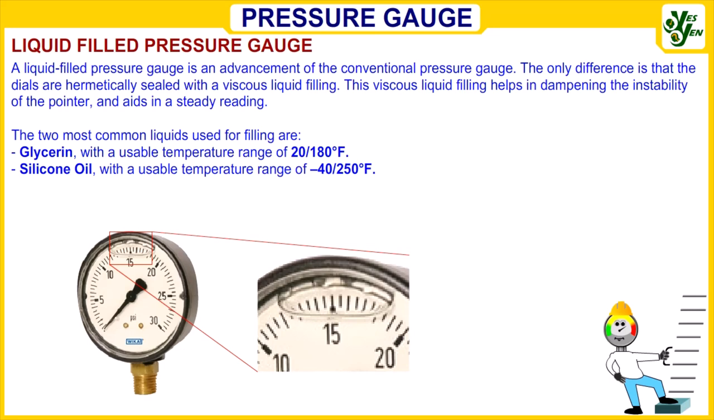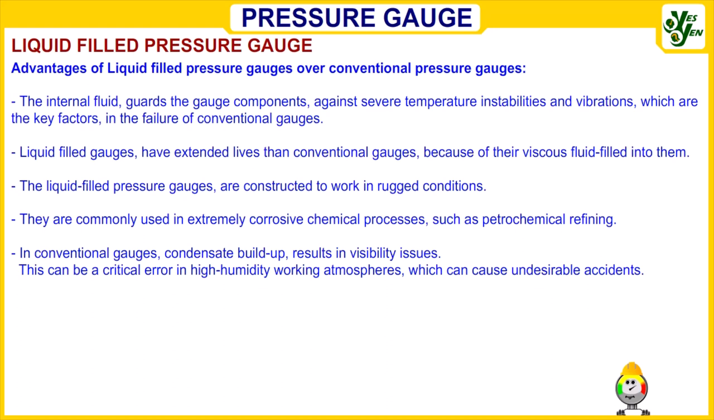Liquid-filled pressure gauge. Advantages of liquid-filled pressure gauges over conventional pressure gauges are: the internal fluid guards the gauge components against severe temperature instabilities and vibrations, which are the key factors in the failure of conventional gauges. Liquid-filled gauges have extended lives than conventional gauges because of their viscous fluid filled into them. The liquid-filled pressure gauges are constructed to work in rugged conditions. They are commonly used in extremely corrosive chemical processes, such as petrochemical refining. In conventional gauges, condensate buildup results in visibility issues. This can be a critical error in high humidity working atmospheres, which can cause undesirable accidents.